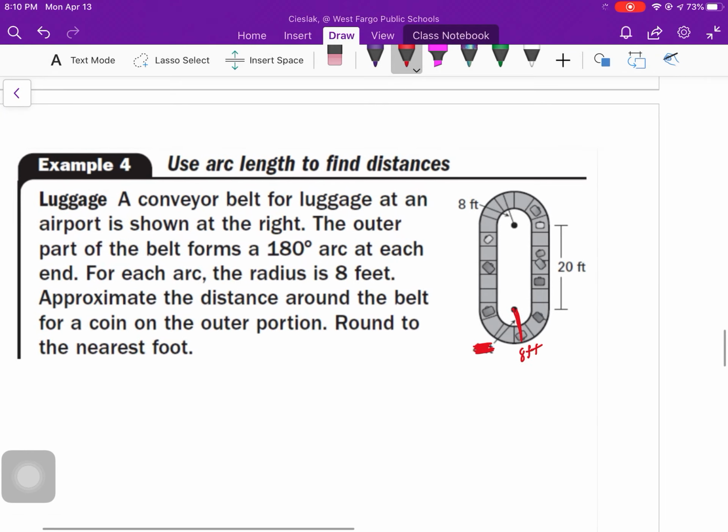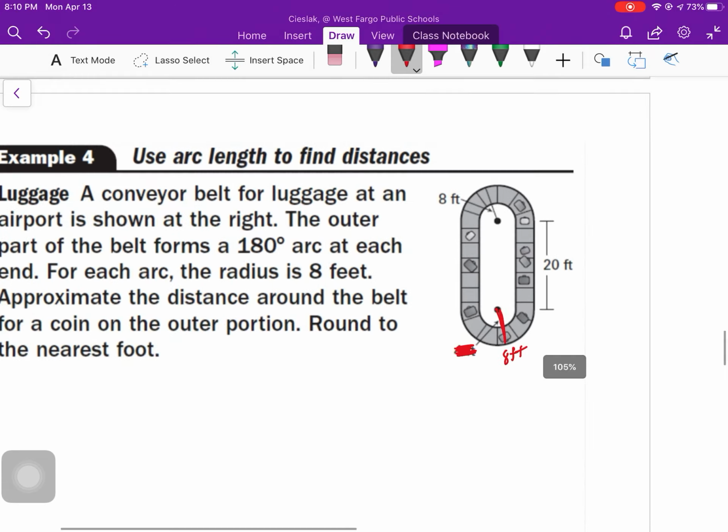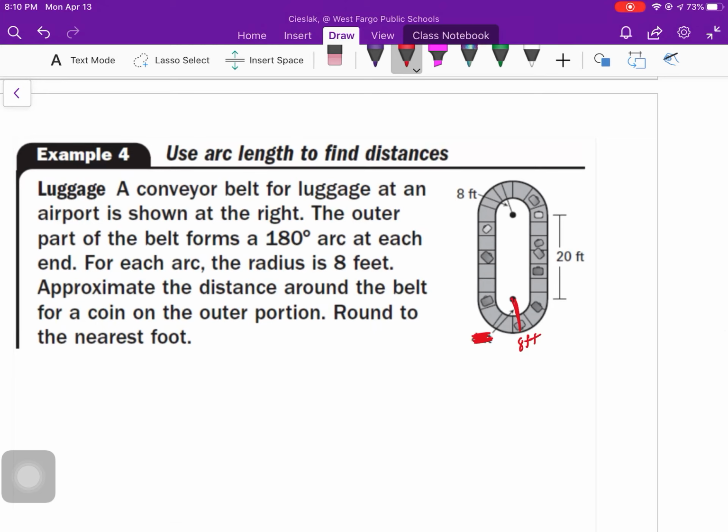So example 4 says a conveyor belt for luggage at an airport is shown at the right. The outer part of the belt forms a 180 degree arc at each end. For each arc, the radius is 8 feet. Approximate the distance around the belt for a coin on the outer portion. Round to the nearest foot. Okay, so here's what I'm trying to figure out. All the way around this shape, how far does it travel?